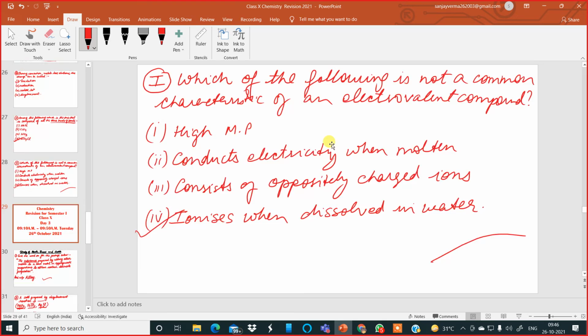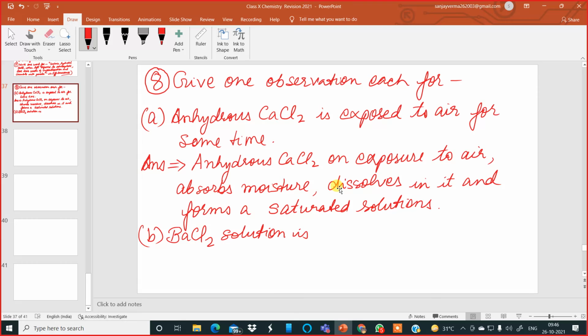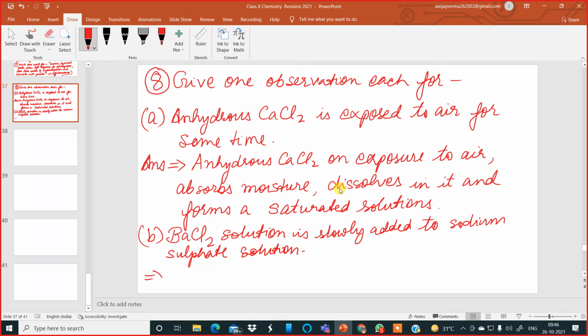So let's come to the next question. I was in question number 8B. 8B. BaCl2 solution is slowly added to sodium sulfate solution. So this is the question: what is the observation for this?